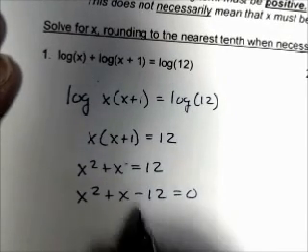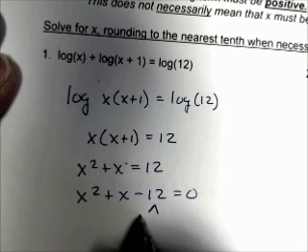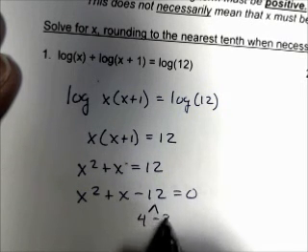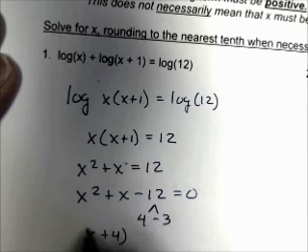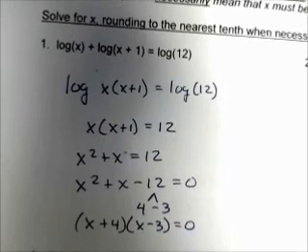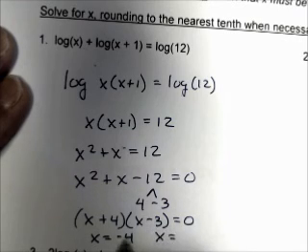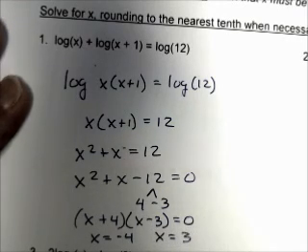And now we factor. Factors of negative 12 that add to 1 are 4 and negative 3. So x plus 4 times x minus 3 equals 0. Set each equal to 0. I'm skipping that step, going right to the two values of negative 4 and positive 3.